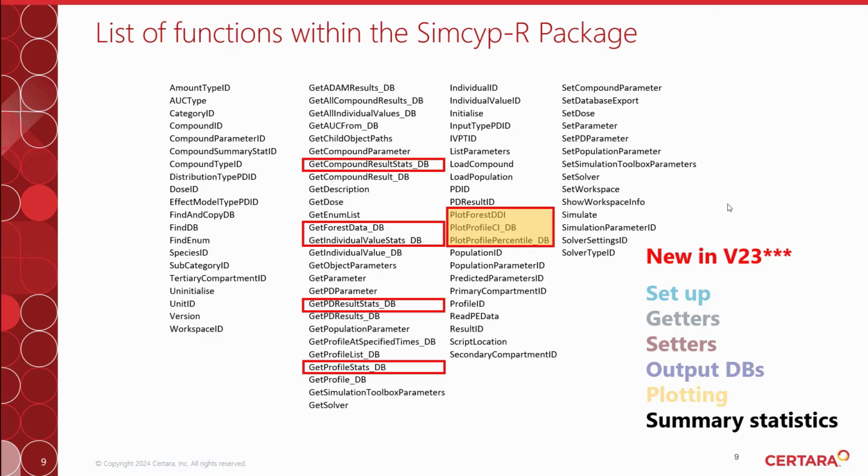Finally, in version 23, we added summary statistics functions. So for example, you can see that we have getCompoundResultsStats_DB, getForestData_DB, getIndividualValueStats_DB, getPDResultsStats_DB, and finally getProfileStats_DB. What all these functions do is that they give you the summary statistics of, for example, the profiles. So if you're interested in knowing what the mean of your simulated profiles is, you use the function called getProfileStats_DB in order to extract the mean of your profile of interest.